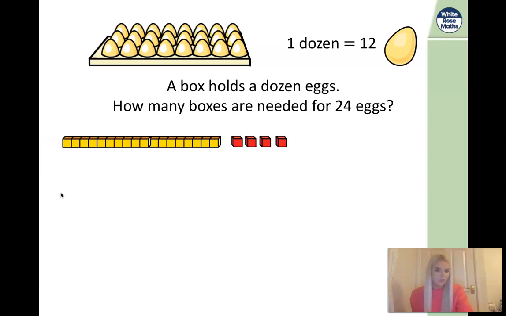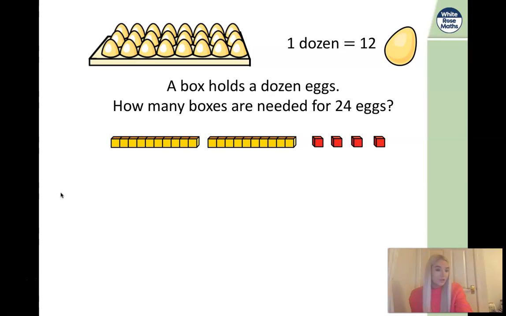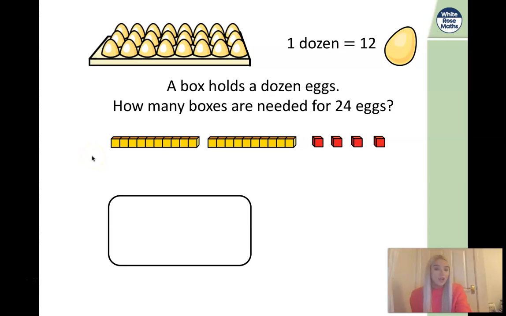So this is what we're going to do. We have made the number 24 out of base 10. You can see here that I've got 1 stick of 10, another stick of 10, and 4 cubes. Okay, so that's made the number 24. And we want to know how many boxes are needed for 24 eggs.